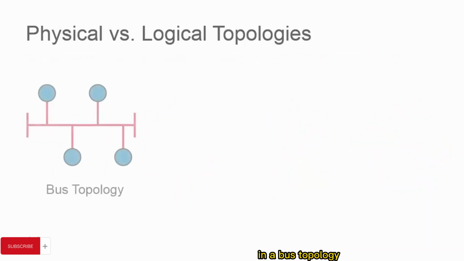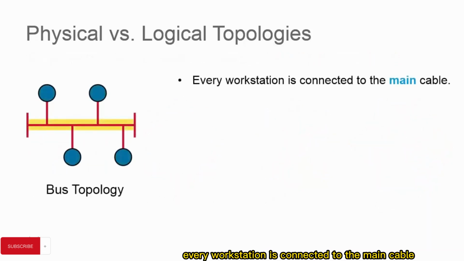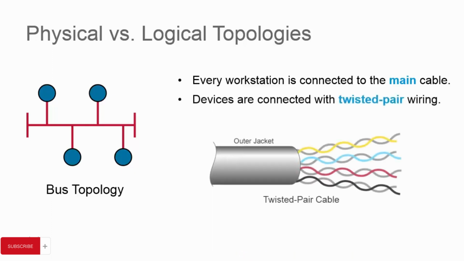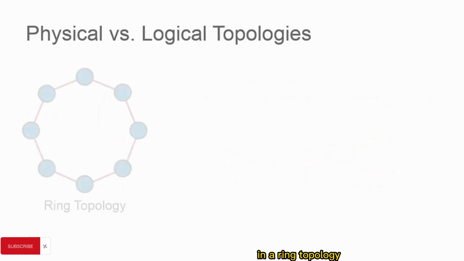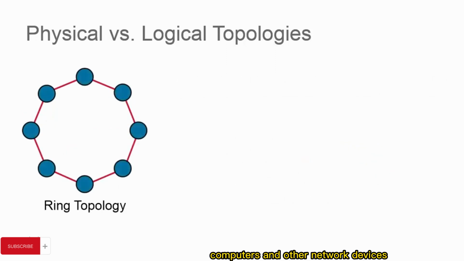In a bus topology, every workstation is connected to the main cable, so each workstation is directly connected to every other workstation in the network. In early bus topologies, computers and other network devices were cabled together in a line using a coaxial cable. But today, modern bus topologies establish a bus in a hardware device and then connect the host devices using twisted pair wiring.